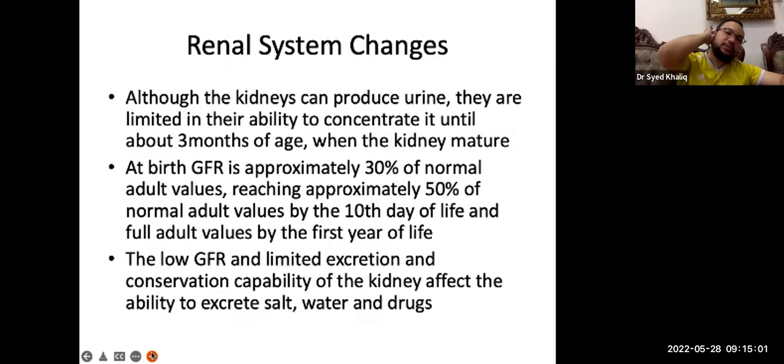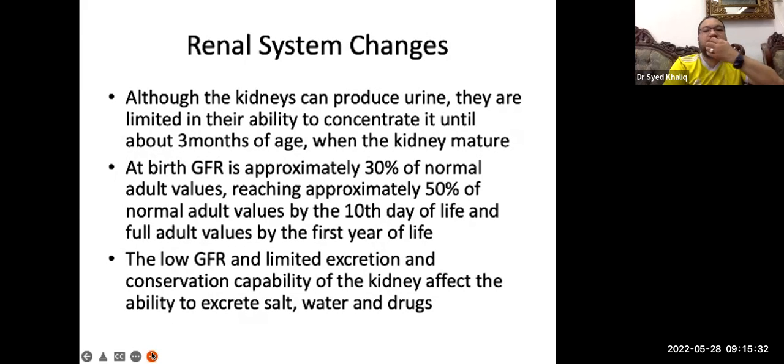So kidney as well is a problem. So usually sometimes newborn baby, they don't pass urine for the first 24 hours of life. Initially at birth, they are oliguric, and then they go briefly to polyuric before it normalizes. And the GFR is also reduced.